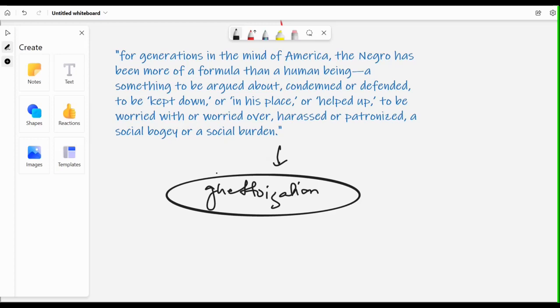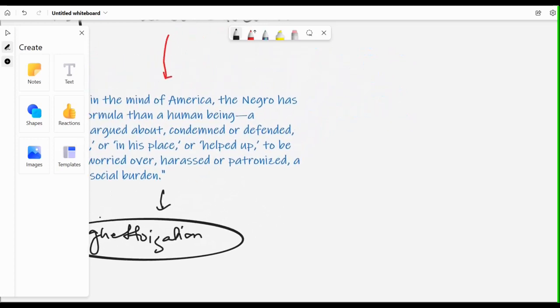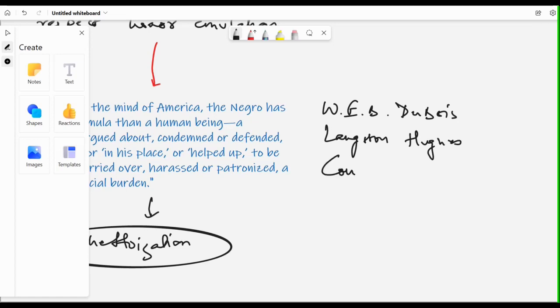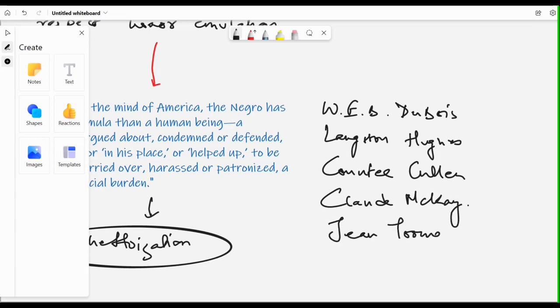And along with him, along with the editor Alain Locke, there were other contributors to the book. W.E.B. Du Bois, Langston Hughes, Countee Cullen. Now these are all very, very important names when it comes to the Harlem Renaissance. Claude McKay, Jean Toomer, and another one, a very important one, Zora Neale Hurston.